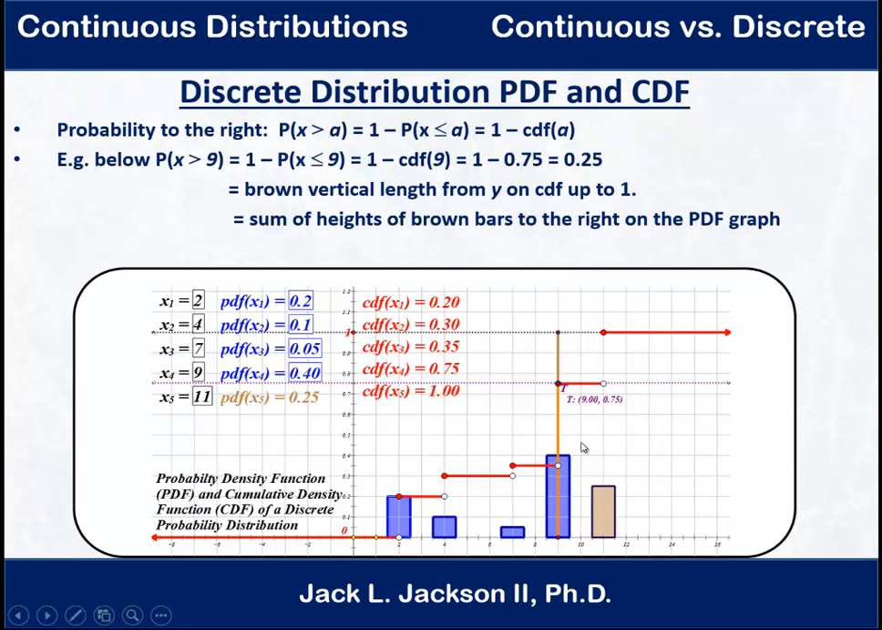What does that correspond to on the PDF? It's the sum of the heights of the bars to the right of this. Since I said strictly greater than, we don't count the one here at 9. We want to eliminate it. We want to count strictly greater than that, to the right of that, which in this case is only the one bar, which has height 0.25.